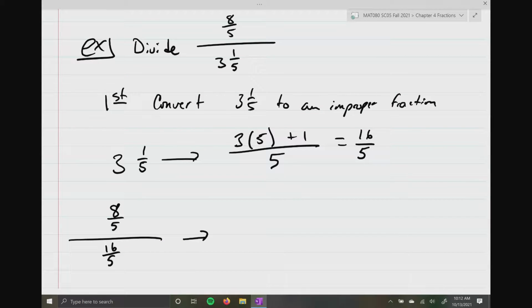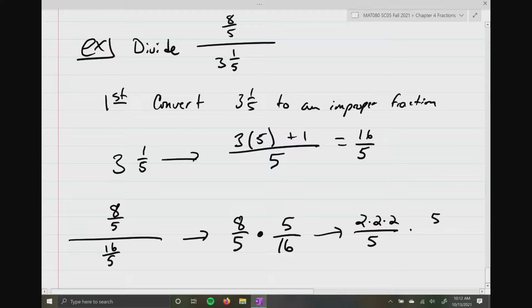So we rewrite the first fraction. Division changes to multiplication. And we multiply by the reciprocal of the second fraction. Now, we try to reduce first. Notice I'm not going to do 8 times 5 and 5 times 16. I'm not going to worry about that. What I'm going to do is break down the 8 and break down the 16.